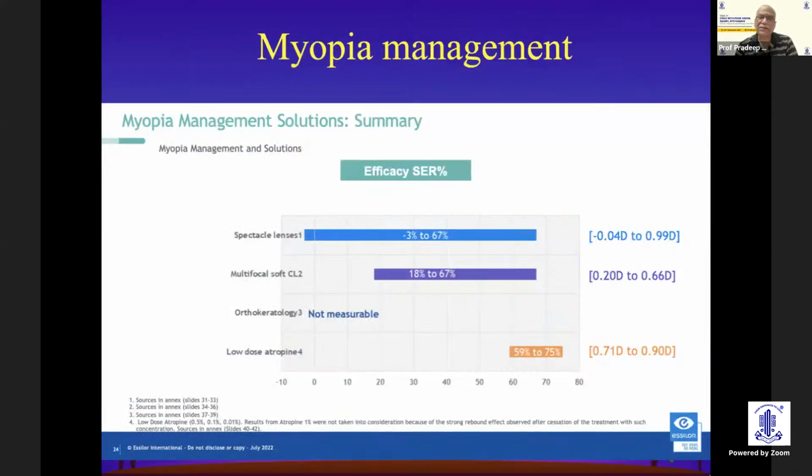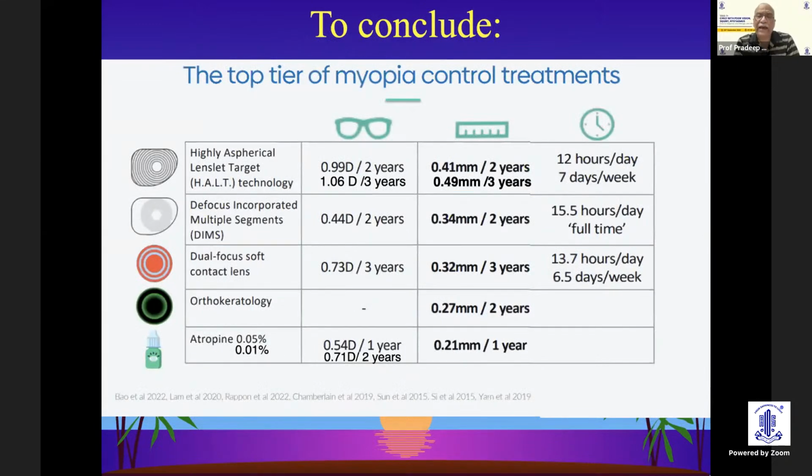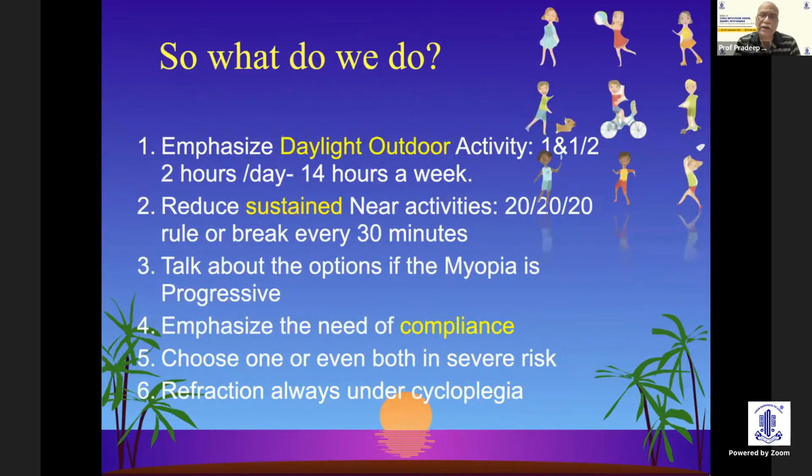The summary of this is that we do have these things available. So what do we do? We have myopia control strategies available in the form of spectacles or orthokeratology, which has its own problems, and atropine in the form of 0.05%. But in India, we have only 0.01% atropine available. So first of all, we emphasize daylight outdoor activity in any child having myopia.